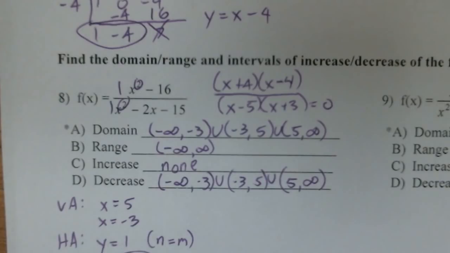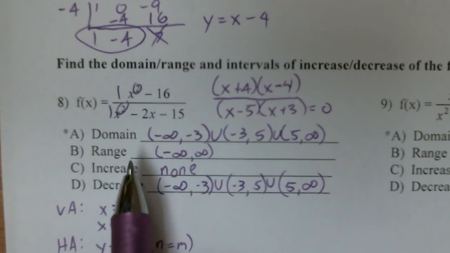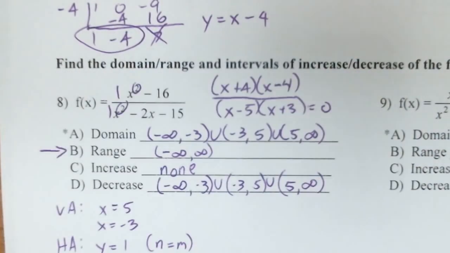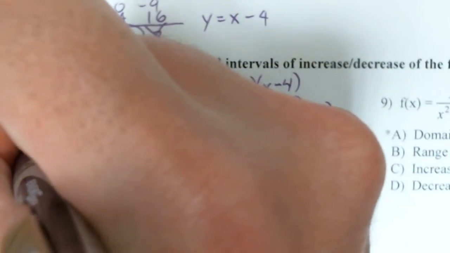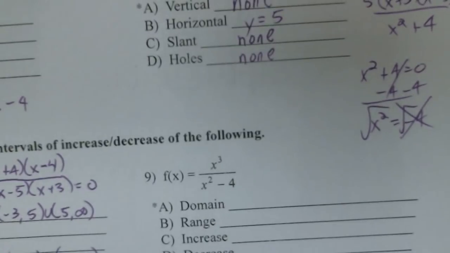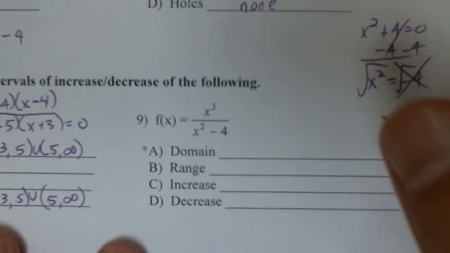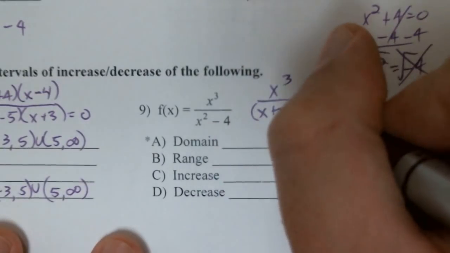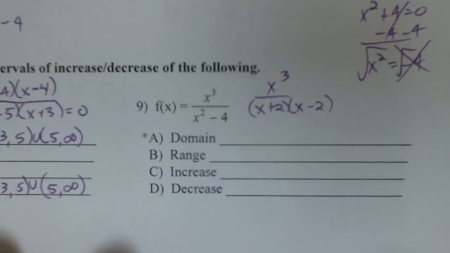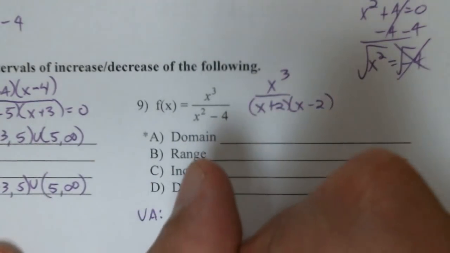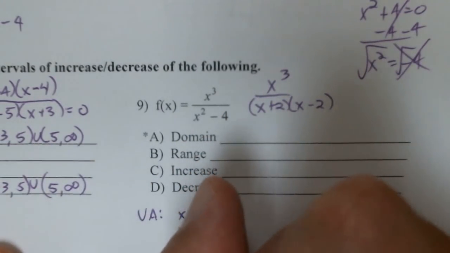Okay, all right. So remember, I only care about the x values for domain and the intervals of increase and decrease. That one, the range, is the only one that I care about the y values. Everything else, x values. Okay, let's try the next one. Let's factor it. So I have x cubed on top, x plus 2, x minus 2 on the bottom. So my excluded value, where's my denominator 0? That's going to be at negative 2 and 2.